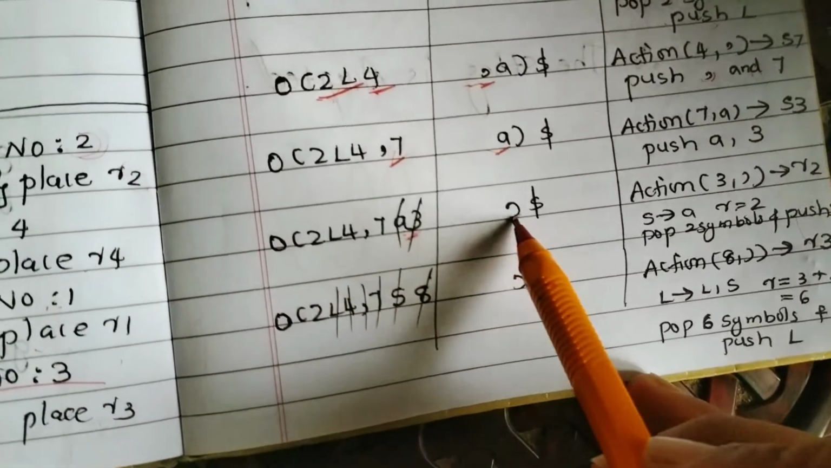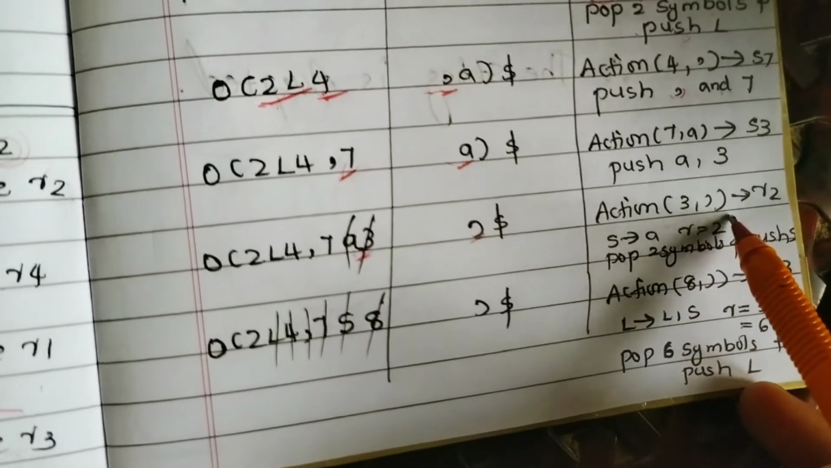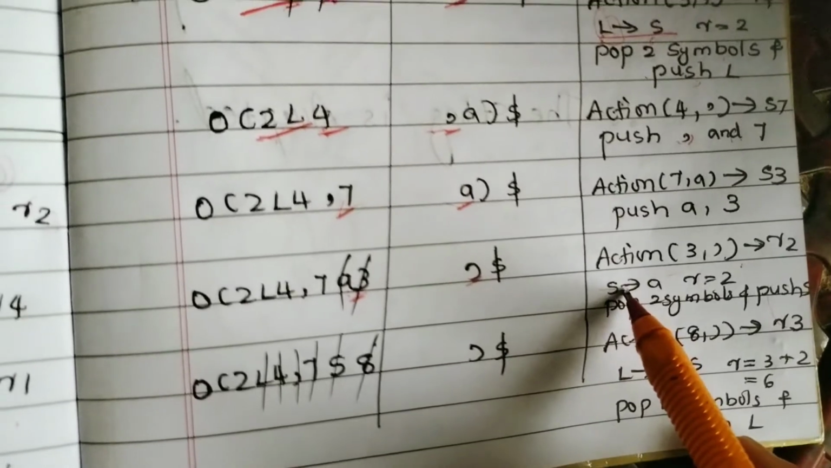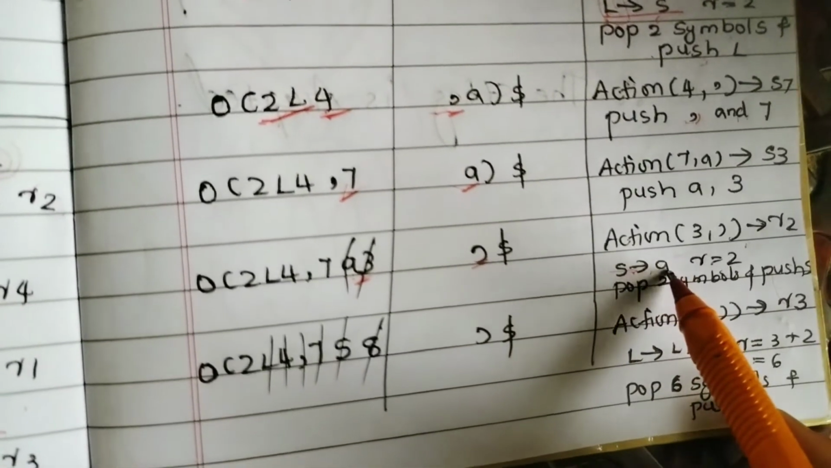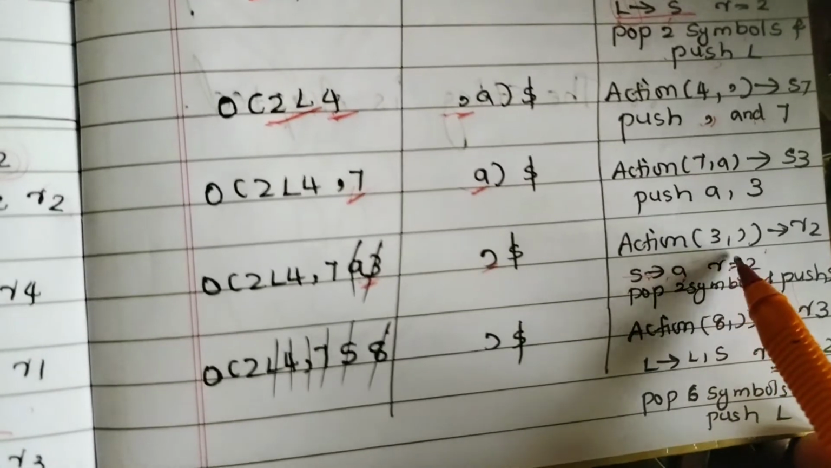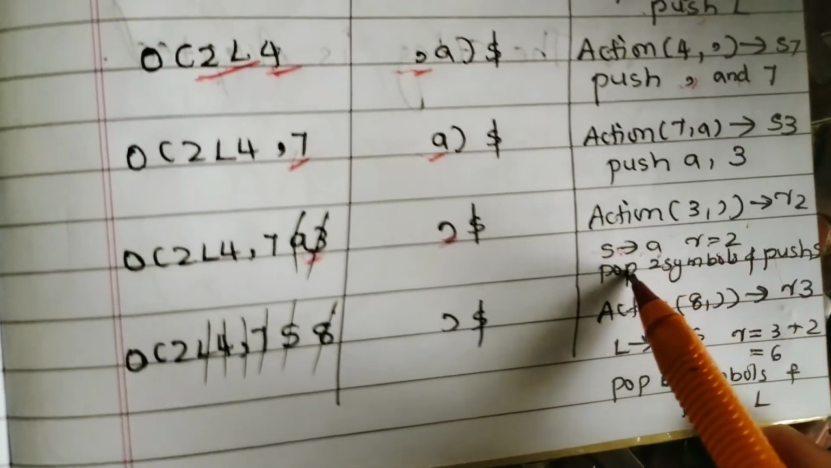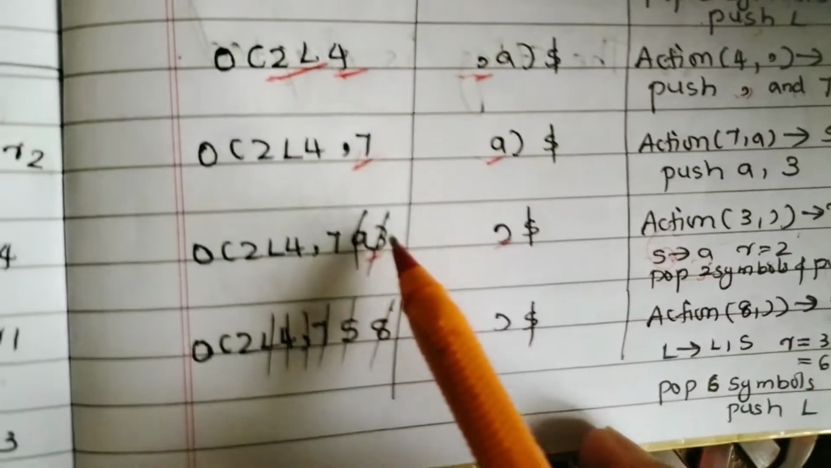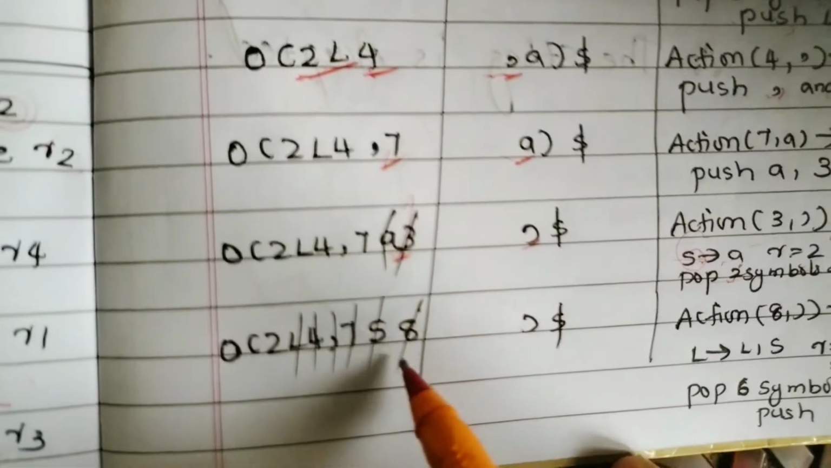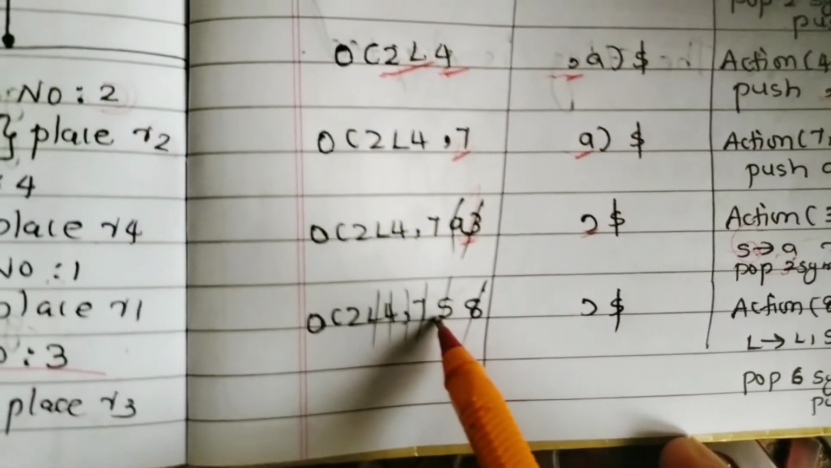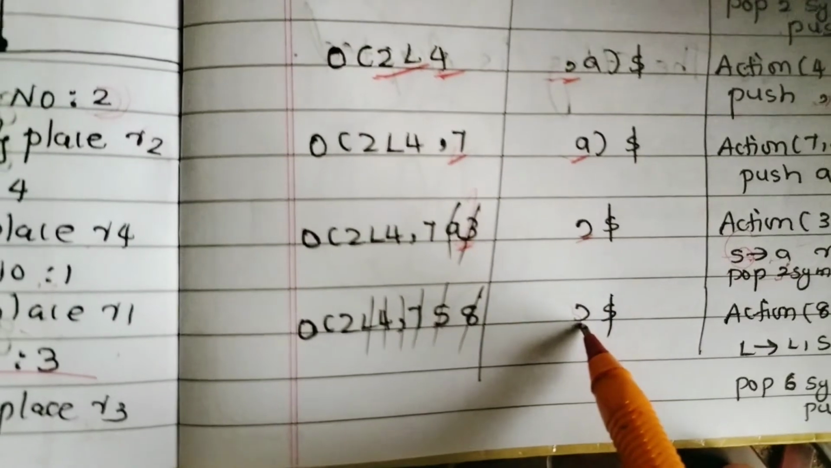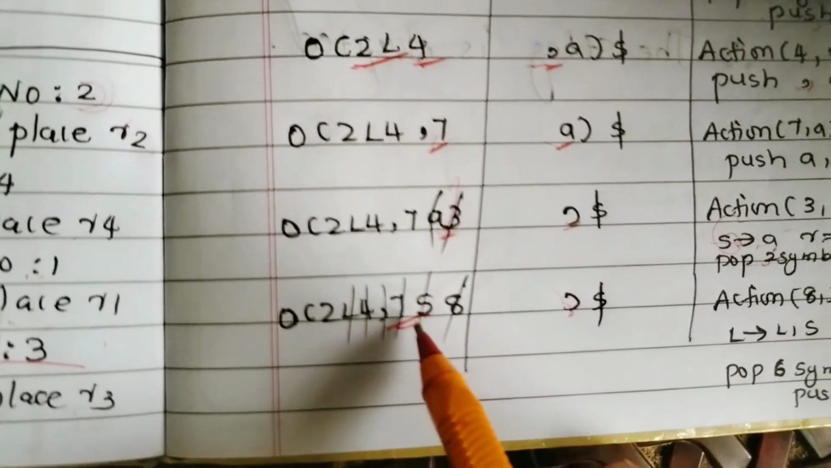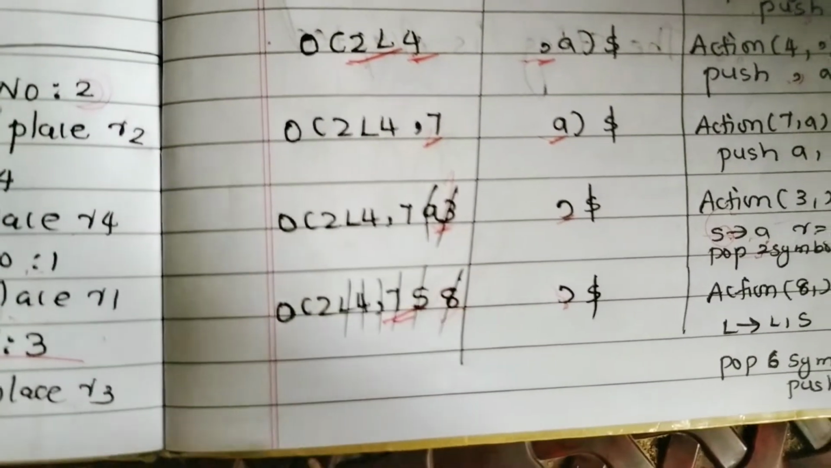Next is 3 and closing bracket, right? Action 3 closing bracket in the parsing table is R2. So you have to look at the second production, that is S tends to A. Here the number of tokens is 1. R is equal to number of tokens into 2, that is 2. You have to pop 2 symbols from the stack and push the left hand side S. S closing bracket we can't relate, so we are considering the nearest 2 numbers. 7S in the parsing table is 8, so you are pushing the 8 into the stack.